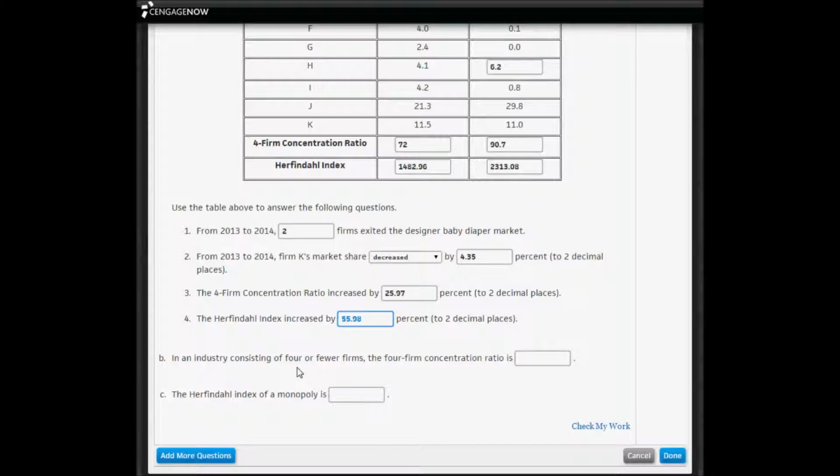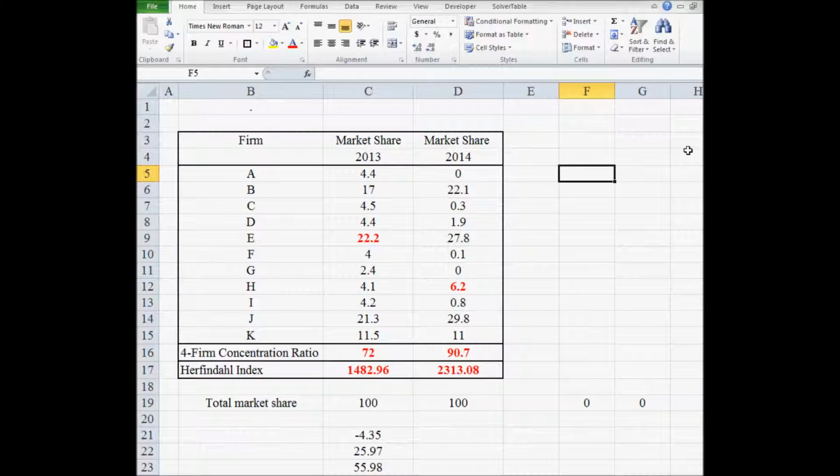In an industry consisting of 4 or fewer firms, the 4-firm concentration ratio is what? If we have 4 firms, if the first firm has 15% market share, the second firm has 25% market share, the third firm has 30% market share, and the final firm has 30% market share, the 4-firm concentration ratio is 100, because all you do is add up the market shares of the top 4 firms, and since there are only 4 firms, it's 100.